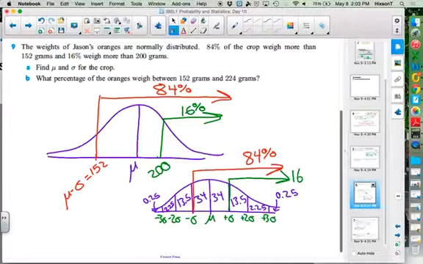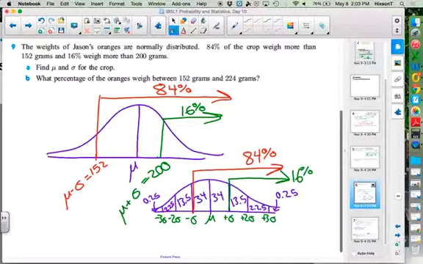So that's 16%. Now, we could have solved this even if it was -1 and then a +3 or something like that, because if you notice what we have, mean minus the standard deviation is 152, the mean plus a standard deviation is 200, we have a system of equations. And if we solve that system, we can figure out what the mean and the standard deviation is.